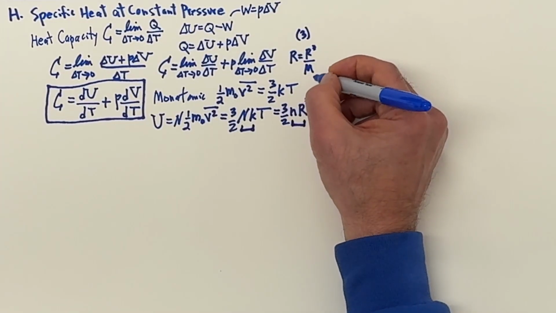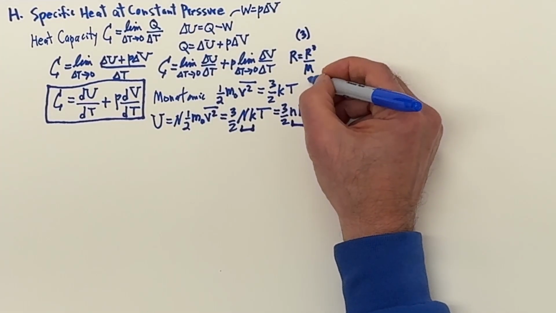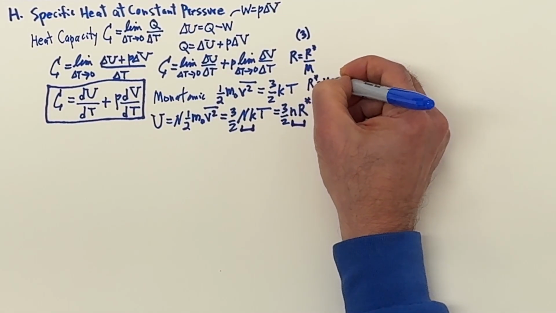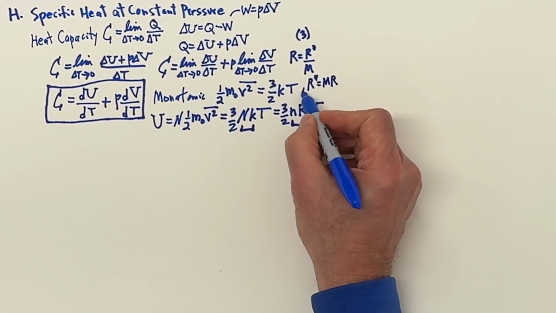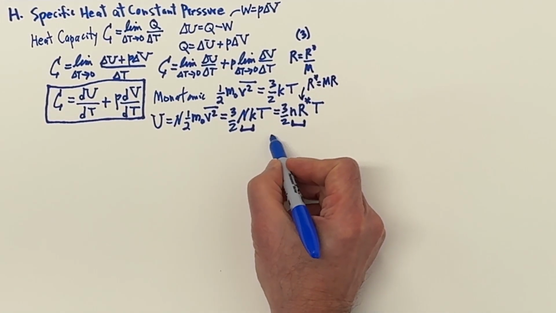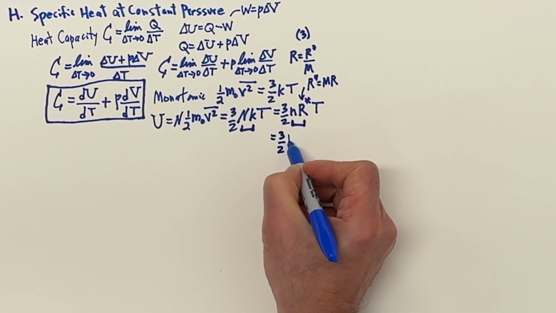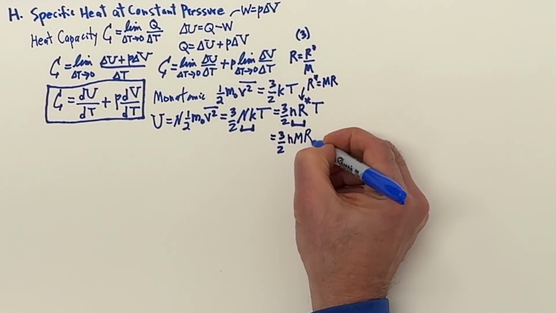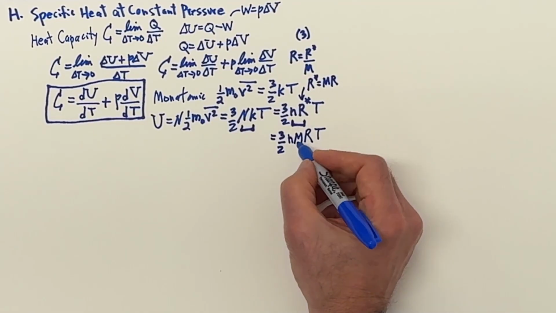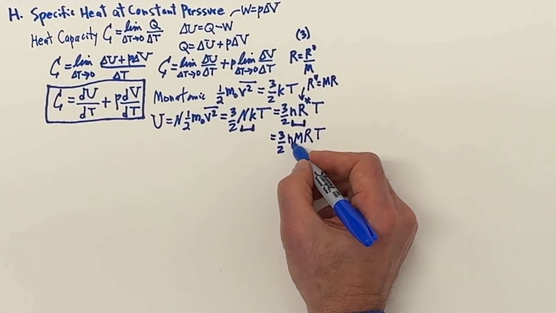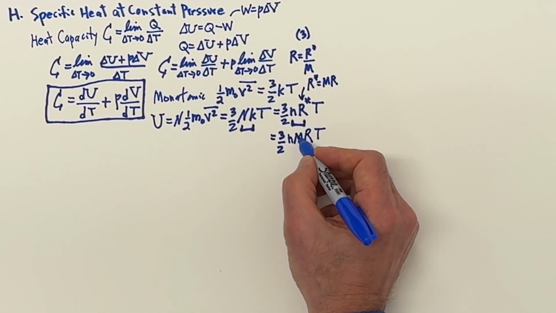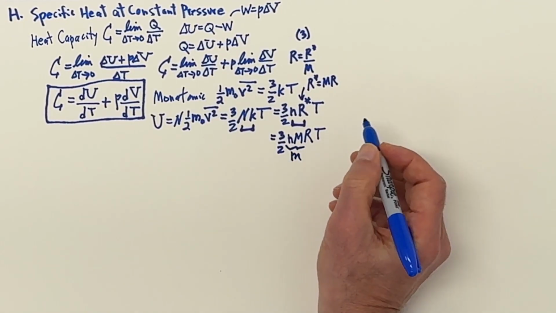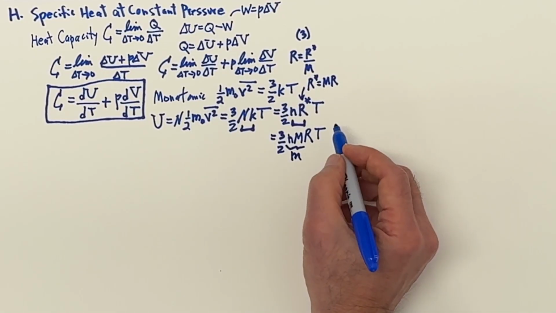Now I'd like to show you another relationship. This equation says that R star equals M times R. So I want to put that in there for the R star, and then I would get 3/2 n M R. And then I have a T there. But see, this is the molar mass, and this is the number of moles. Now, the molar mass is the mass of 1 mole, and the number of moles times that molar mass is the mass of the gas. So that's nice to know also.